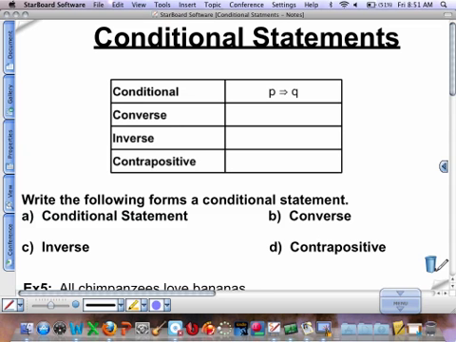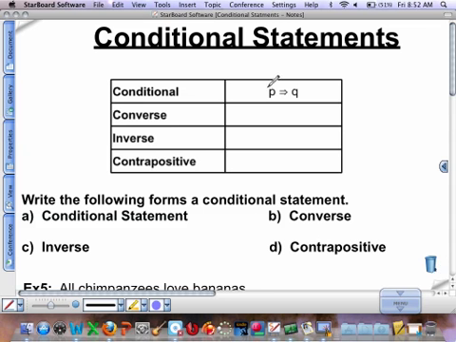So what we're really talking about with conditional statements is basically three forms. You have the original conditional, if-then. And then you have these three alternative forms: the converse, the inverse, and the contrapositive. It's not really difficult to handle here. We're going to show you some new symbolism that goes along with this.